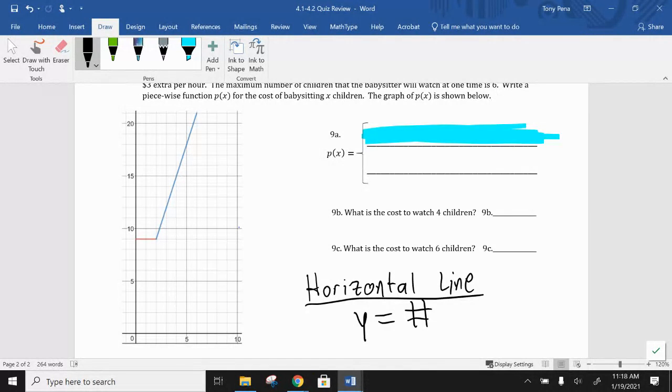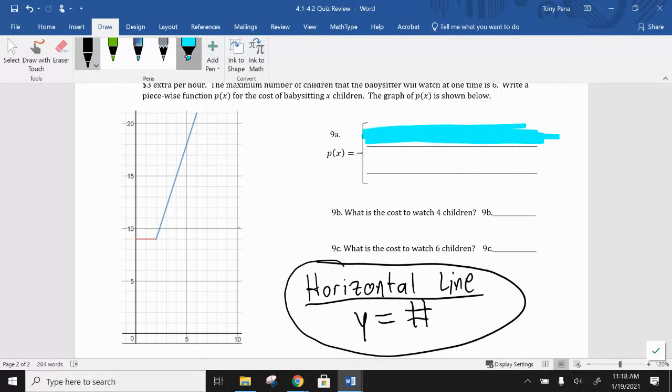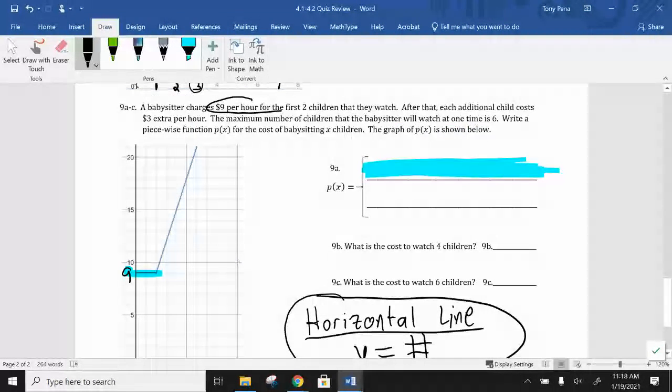Okay, I wrote it again. A horizontal line will always have the equation of y equals some number. So notice how this is a horizontal line. Now our y coordinate in that line is always $9. And that's what this is saying. For the first 2 hours, they're going to charge you $9. There's no change in price for 1 kid or 2 kids. So we can just do y equals 9, comma, and then that would be for 0 to 2.